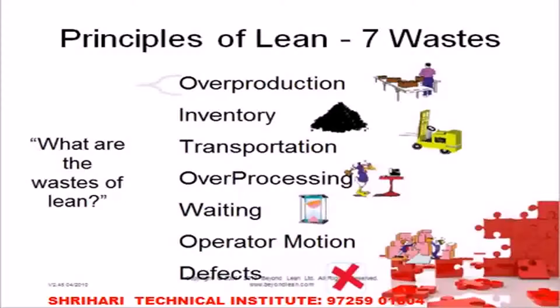Sixth one, operator motion. So it's excessive motion in carrying out the task or process. And the 7th one, defects. This leads to rework. There's an old saying that there's never enough time to do the job properly, but there's always enough time to do it again. So defects is one of the killer wastes that can lead to many of the other ones.